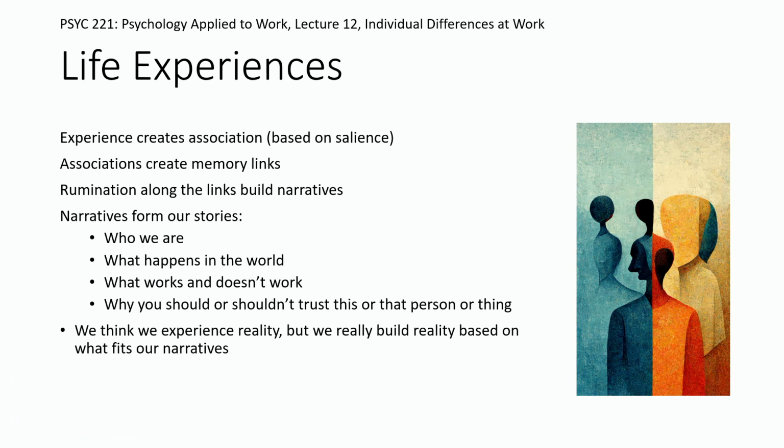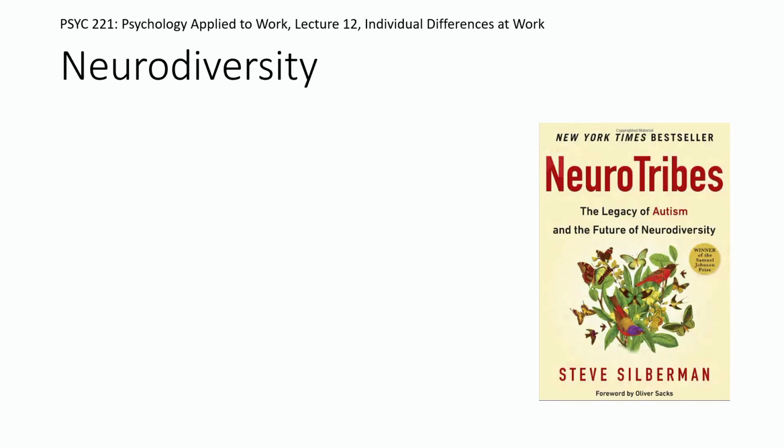We think we experience reality, but really we build reality based on what fits our narratives. At least what we think is reality is what fits our narrative. Our narrative is built on our life experience, but it's also entangled with the story we build around it to construe everything. So everybody has this, and everybody has it in a complicated way, and most people can't explain it, but it ends up driving a lot of differences between people.